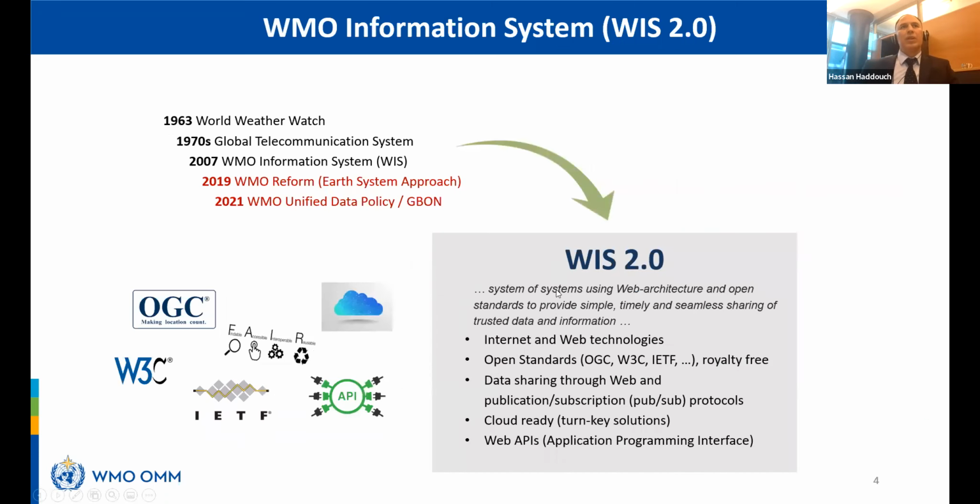A bit of a story. In 1963, the World Weather Watch was established, combining the observation systems, the telecommunication systems, and the post-processing and forecasting systems. The Global Telecommunication System was established in 1970 to enable WMO members to share products and data between them. Over 50 years, this Global Telecommunication System enabled members to share timely critical data, but the GTS and the technology used by GTS are still the same. The GTS is limited to the weather community and doesn't meet the needs of all WMO programs.